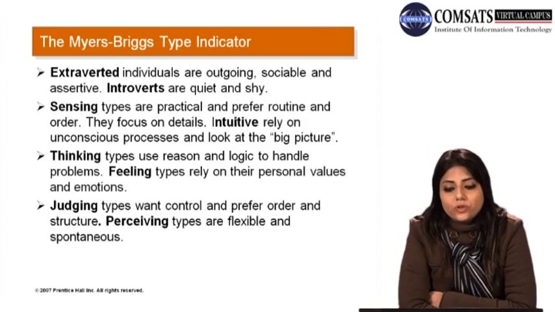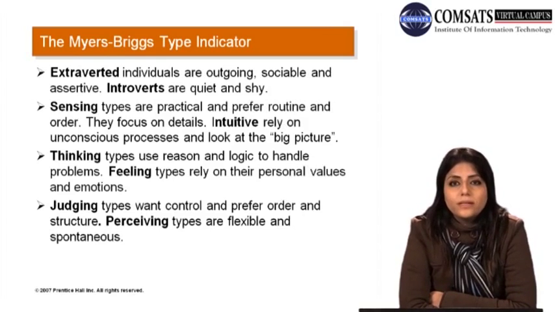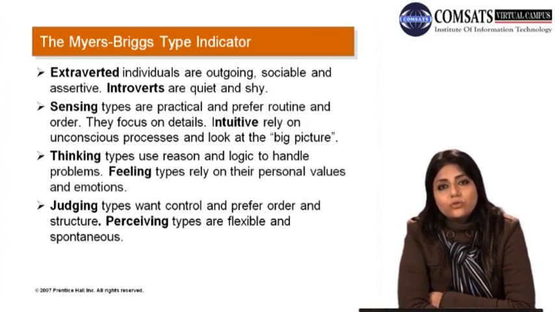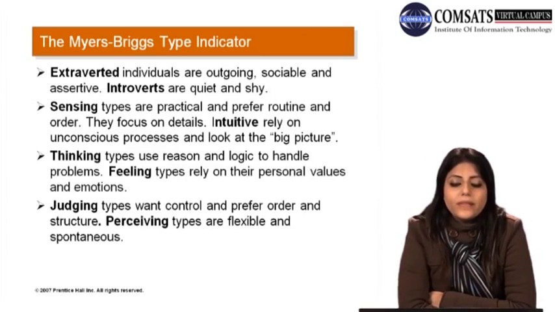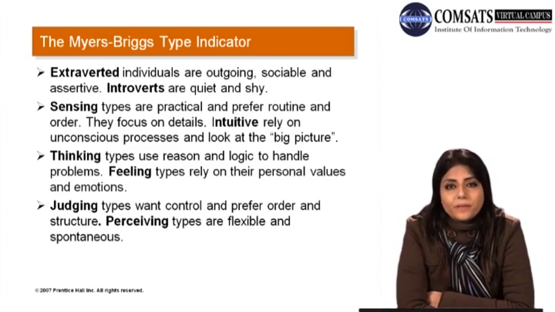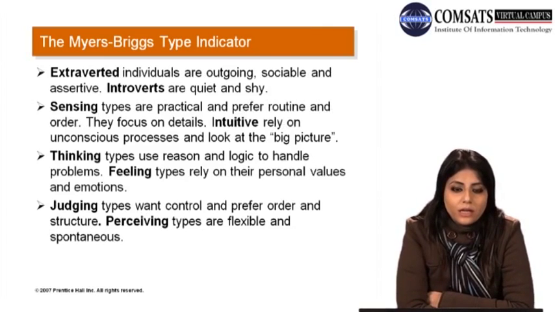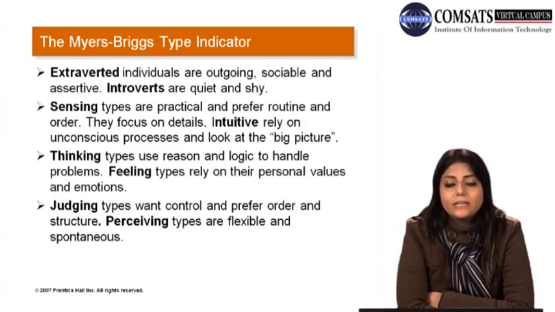The extroverted individuals are really outgoing, sociable, and assertive. They have large social networks, and they like to meet and mix with people. Then the introverts are the quiet and shy people, the opposite of the extroverts. Then there are sensing types, who are more practical and prefer routine and order. They focus more on details.